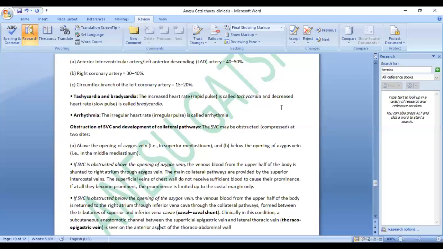But if it is obstructed below the opening of the azygos vein, the venous blood from the upper half of the body is returned to the right atrium through the inferior vena cava, through what are known as cava shunts. So this is the point that I wanted to highlight in relation to blockage of the superior vena cava, either proximal or distal to the entrance of the azygos vein.